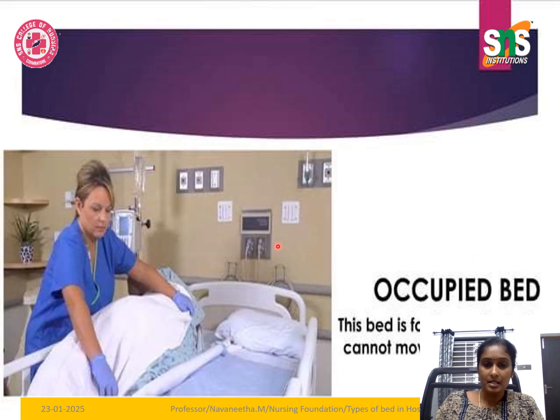The next one is an occupied bed. This bed is occupied by patients. Those patients who are in this bed, that bed is called an occupied bed. Here most of the patients may be semi-conscious, unable to move from the bed, or unconscious or in a coma. They are always occupying the bed, and they can't move from the bed because of physical disability.